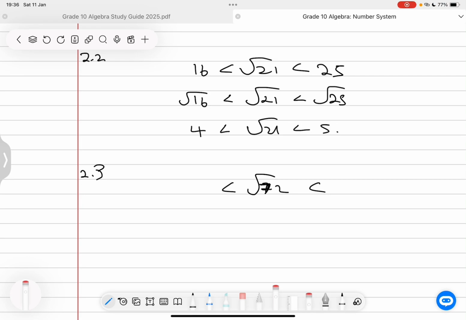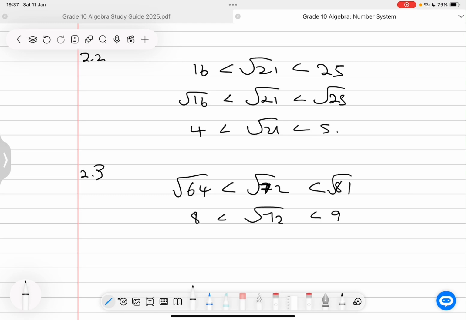Now, I know that the perfect square that is less than 72 would indeed be 64, and the one that is bigger than 72 is 81. Like 9 times 9 would give me 81, and 8 squared will give me 64. In which case, when I put the square root on both these numbers, I then get an 8 here, and on this side I'm going to get a 9.